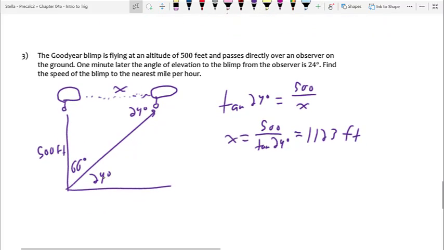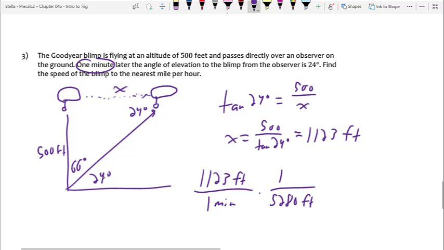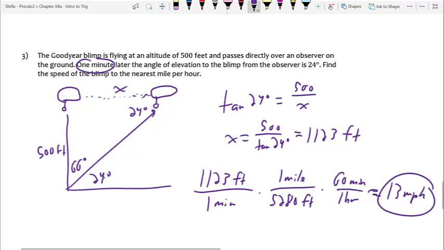Now again, a little bit of dimensional analysis. That's 1123 feet, and that is occurring in a time of 1 minute later. So 1 minute, but it wants it in miles per hour, so times 5,280 feet under 1 mile, and times 60 minutes per 1 hour. If you do that all out, you're going to get about 13 miles per hour because it says to the nearest mile per hour. Okay.